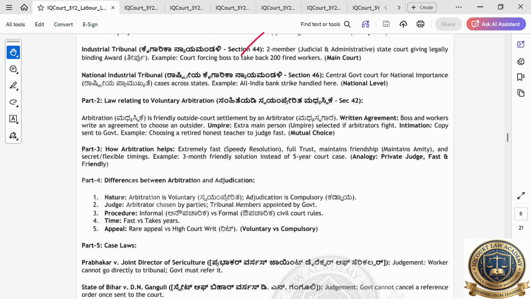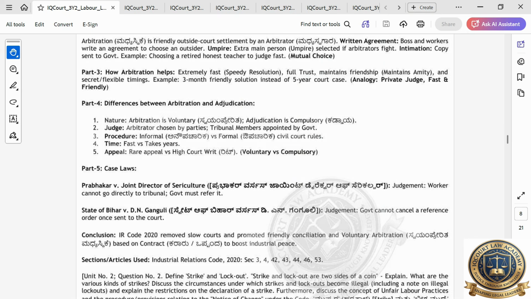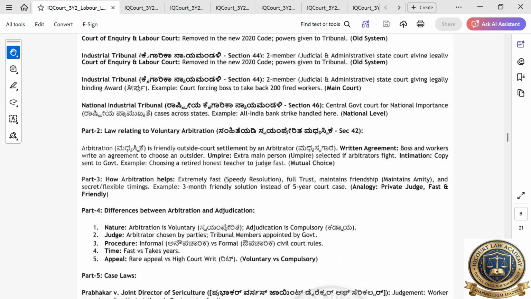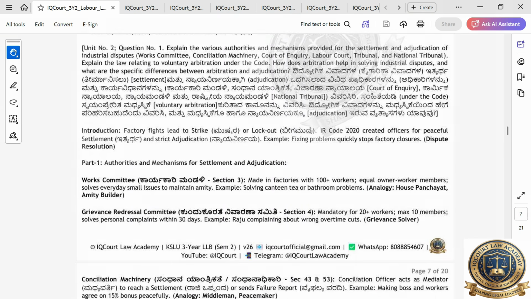Law relating to voluntary arbitration. Difference between arbitration and adjudication. If you study this question, you are ready to write any variations that may be asked in the exam.